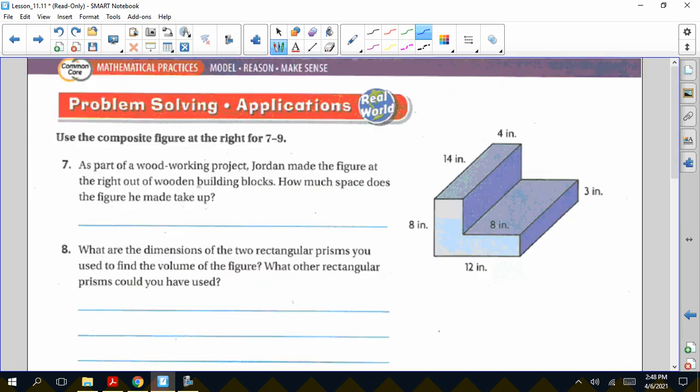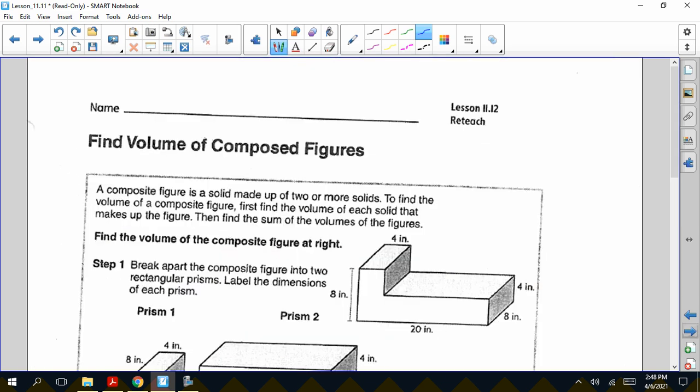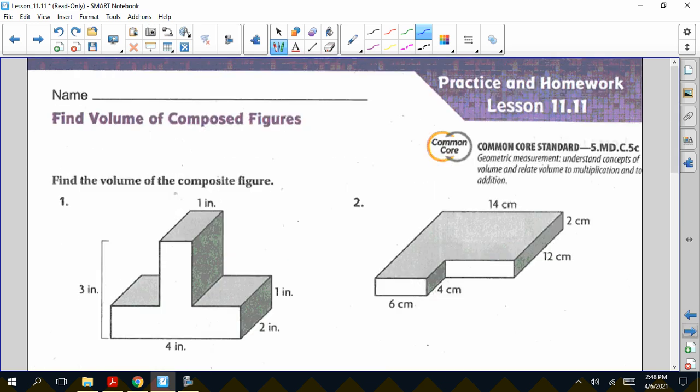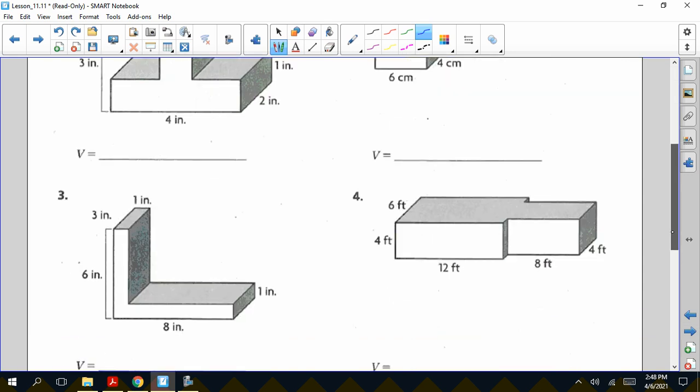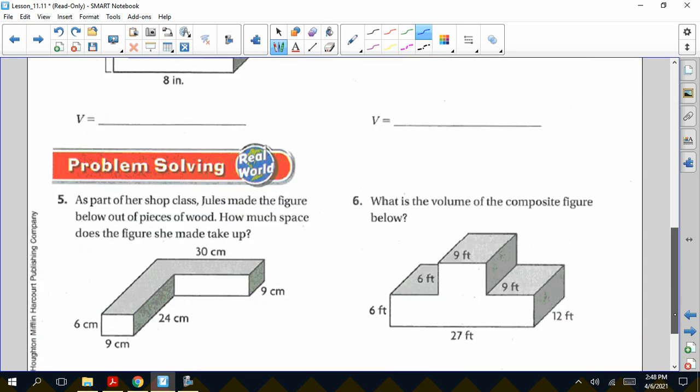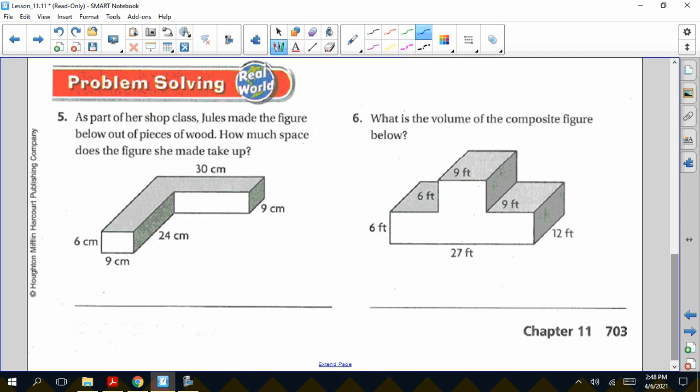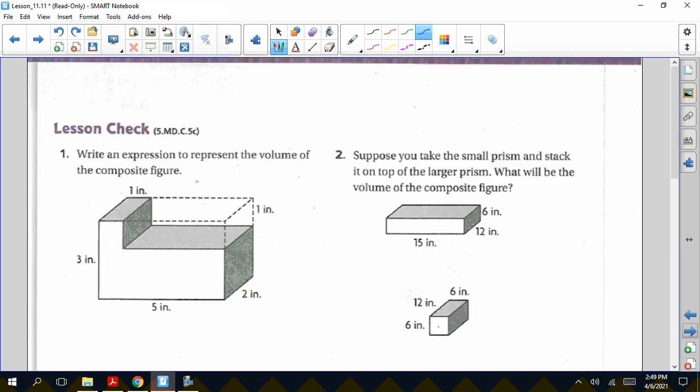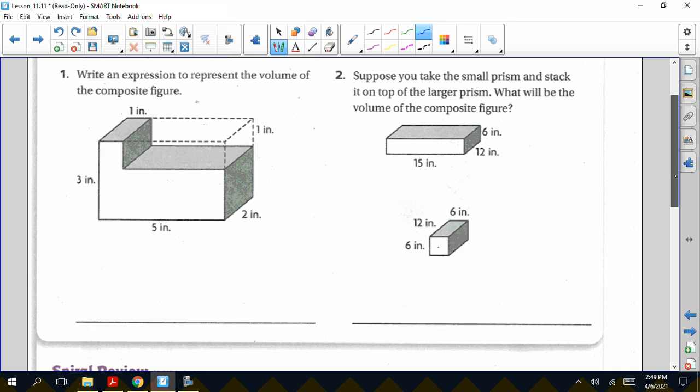If we go ahead and turn to our homework, you will complete all of these rectangular prisms and find the volume of those composed figures. On the back, do the same exact thing. Again, you need to find a length, a width, and a height. On number 2, you're just going to find the volume of both of those figures and then add them together.